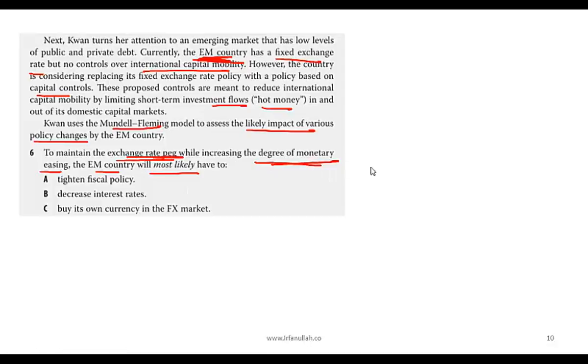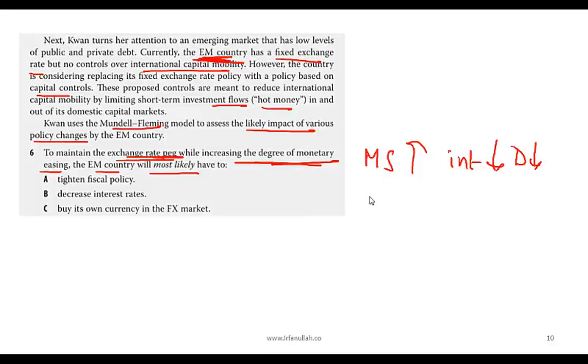Increasing degree of monetary easing. What does this do to money supply? The money supply is increasing. Whenever you say increasing the degree of monetary easing, that means that you are increasing the money supply. If money supply is going up, what's happening to interest rates? Coming down. What is happening to the demand for your currency? The demand is coming down, which means that the value of your currency will come down unless the central bank does something. So what will the central bank have to do in the currency markets?